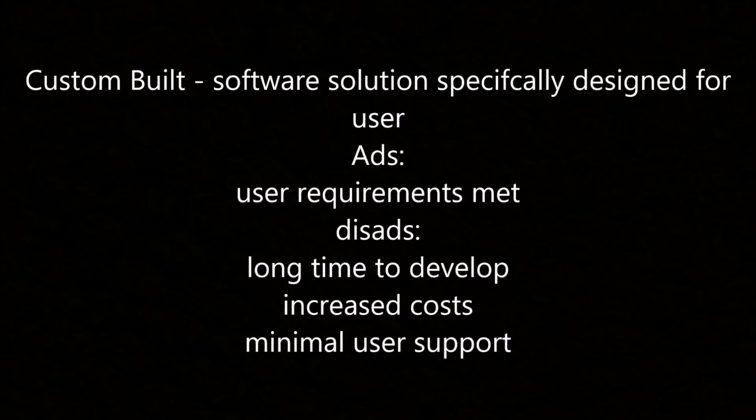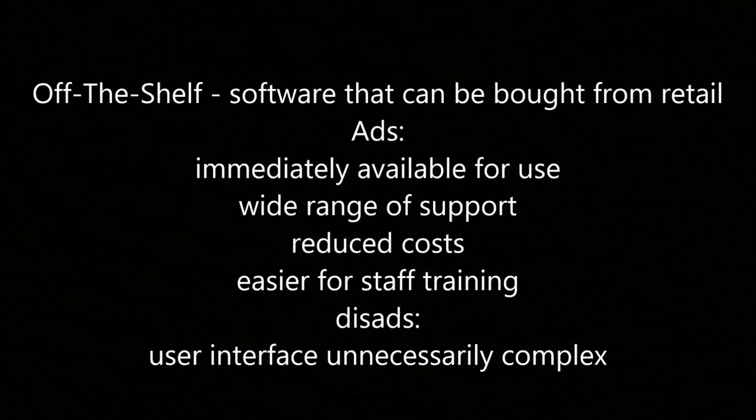Custom built is when the software solution is specifically designed for a user. The advantage is that user requirements are met, but the disadvantage is a long time to develop, increased cost, and there's minimal user support. Off the shelf is when the software can be bought from retail. Advantage is that it's immediately available for use, wide range of support, reduced cost, and it's easier for staff training. But the disadvantage is that the user interface is unnecessarily complex.